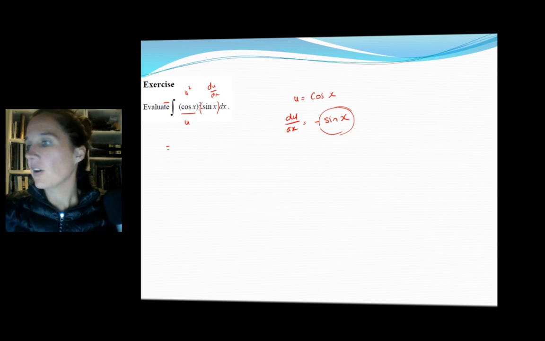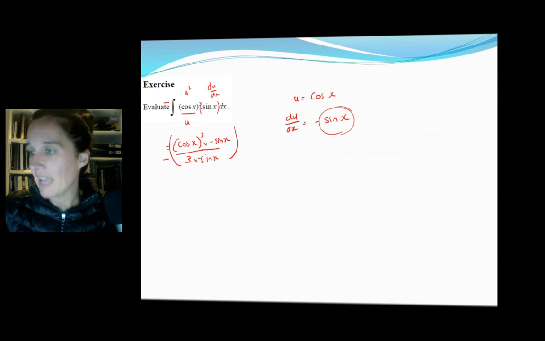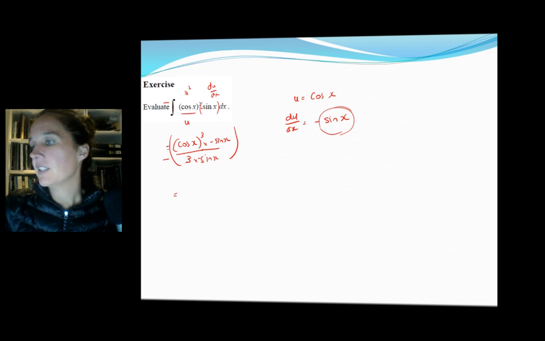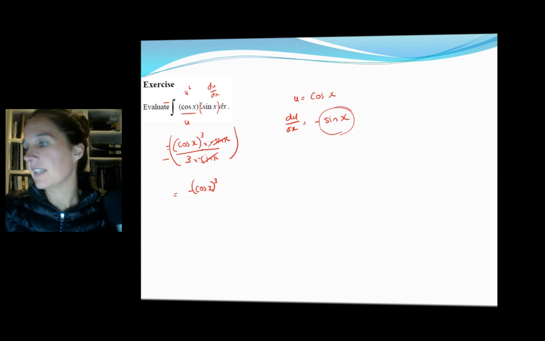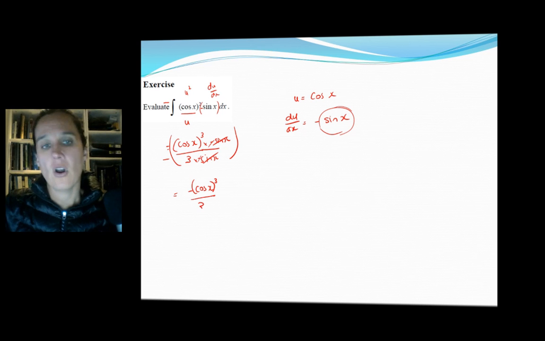So when we go through this, our cosine of x is to the power of 2. We're going to make this to the power of 3 and divide by 3. And here we've got our du on dx, times our negative sine of x, and we have our negative sign out the front from this part. So we end up with negative cosine of x cubed. Our sine of x's and those negatives cancel out, on 3, plus our constant c.